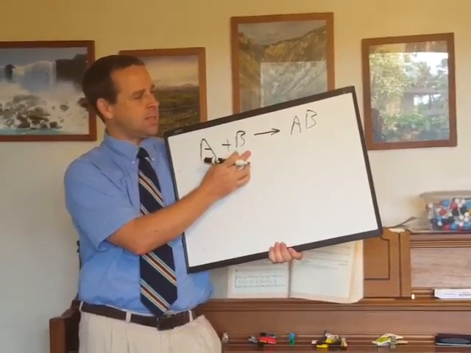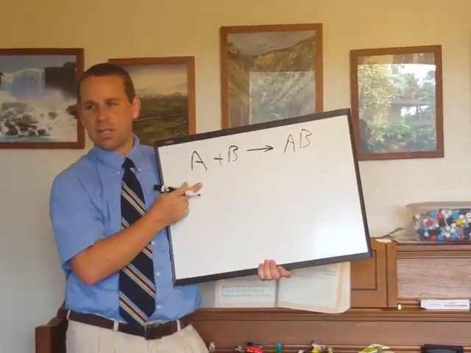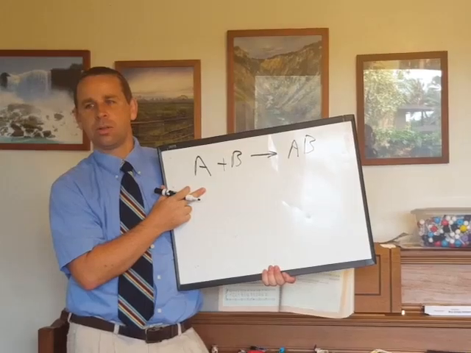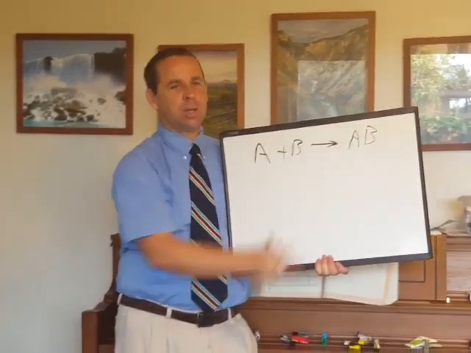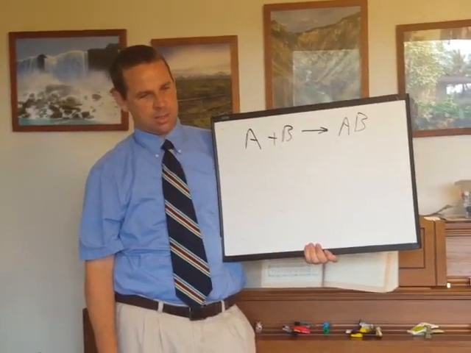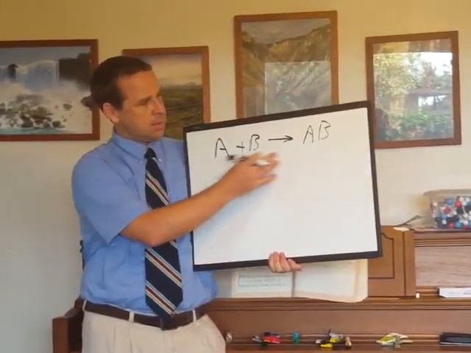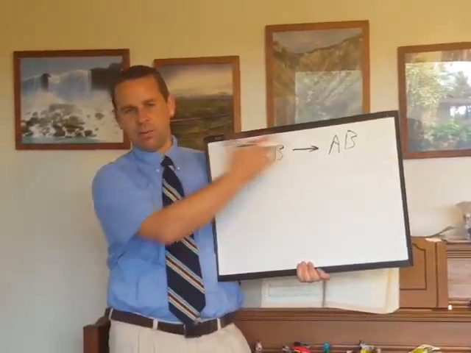What did we call the stuff on this side of the arrow? Reactants. And over on this side we called it the products. All right, the reactants and the products of this chemical reaction.